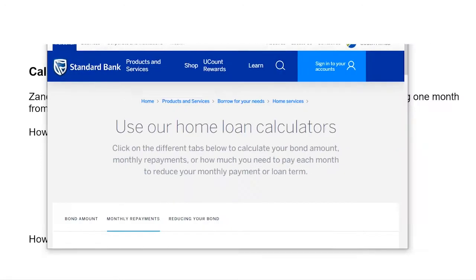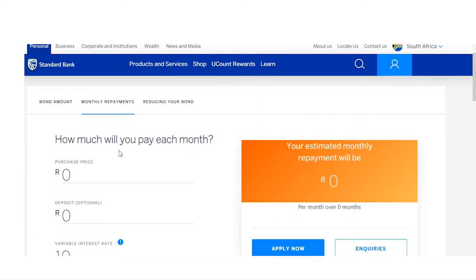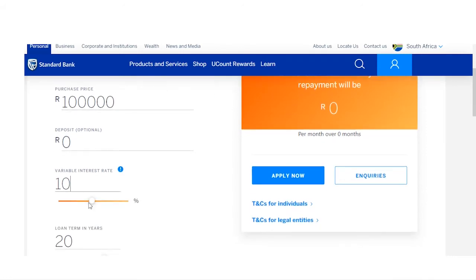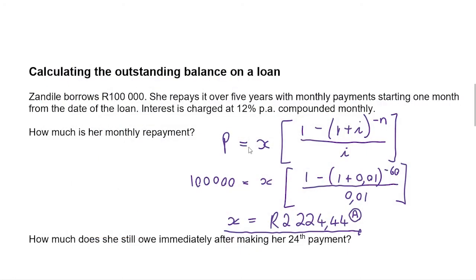Before we carry on, I thought it would be instructive just to look at the Standard Bank website. Most of the banking sites have got calculators on them. So here's a calculator that works out a monthly repayment. This is actually to purchase a house. So suppose the house costs 100,000. These are the numbers that we've just worked with, right? And the interest rate, we worked with 12%. And the term was 5 years. And if I say calculate, it tells me that my monthly repayment will be 2,224. Right, which is exactly what we got here. They've just rounded it to the nearest Rand.